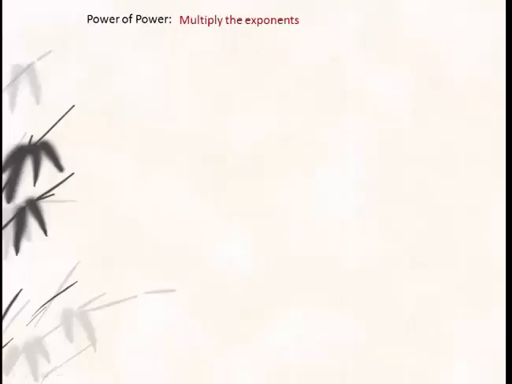Power of a power, we're going to multiply the exponents. So for example, if I have x to the fifth raised to the third, I'm going to multiply the 3 and the 5 and get x to the 15th.